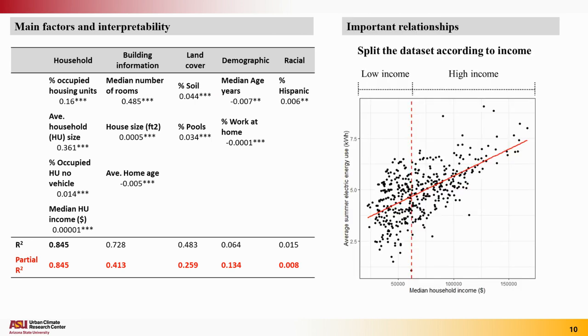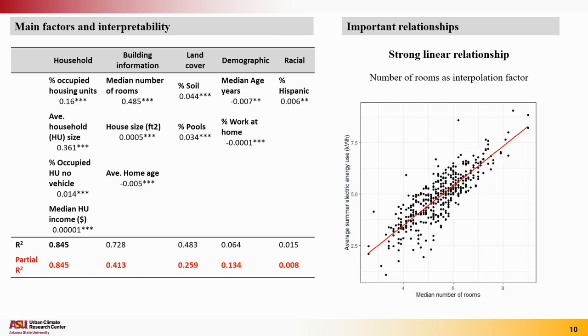model. Another important step is that we decided to split the dataset according to household income. So we have a dataset that groups low-income households and another for high-income households. We found a strong linear relationship between the number of rooms and residential energy consumption. So we use this variable, the number of rooms, as an interpolation factor.